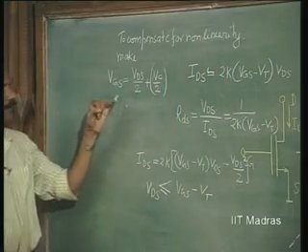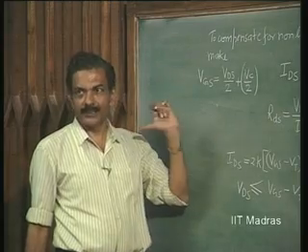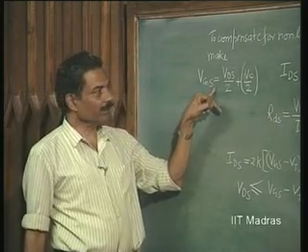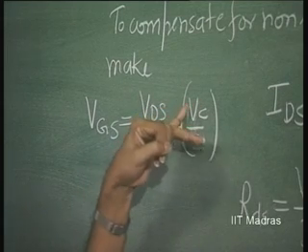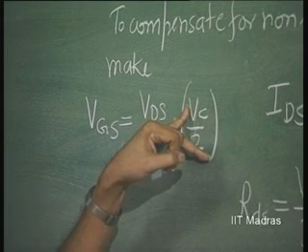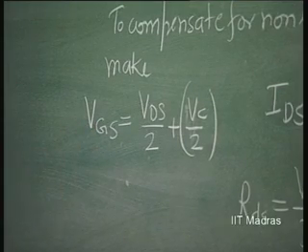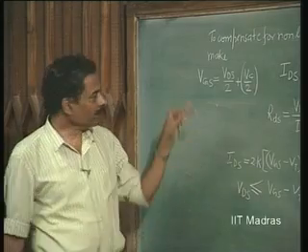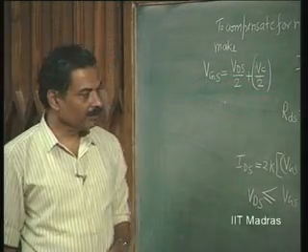Make VGS equal to V. How we make this is to be seen. Make VGS equal to VDS by 2 plus VC by 2. VC is the control voltage. Normally, VGS is made equal to VC, right? Now, instead you make VGS equal to VDS by 2 plus VC by 2, right?